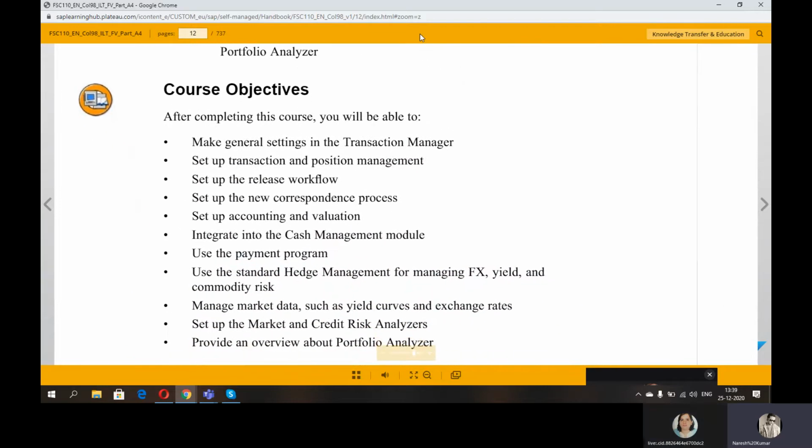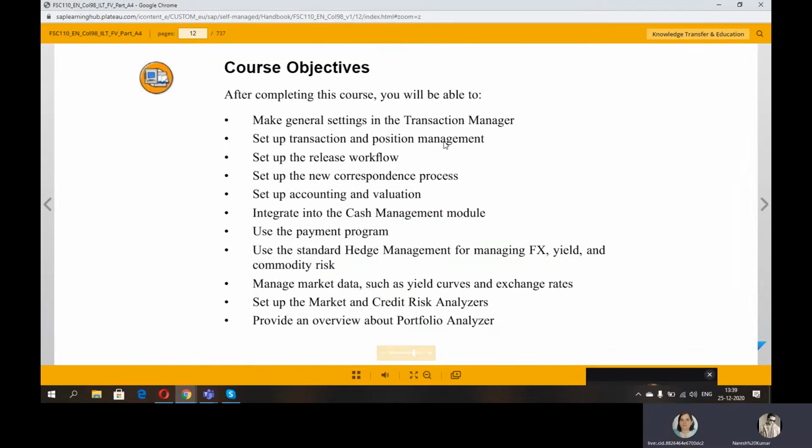What are the objectives we are going to see? Once we are in this process, we will be able to understand, after the completion of the course, what the general settings required for transaction manager are, how to set up transaction and position management, set up the release workflow, set up the new correspondence process, set up accounting and valuation, integrate into the cash management module, use the payment program like F110, F111, and use hedge management for managing forex, yield and commodity risk, and manage market data such as yield curves and exchange rates, and set up the market and credit risk analyzer, and we do provide an overview about portfolio analyzer.